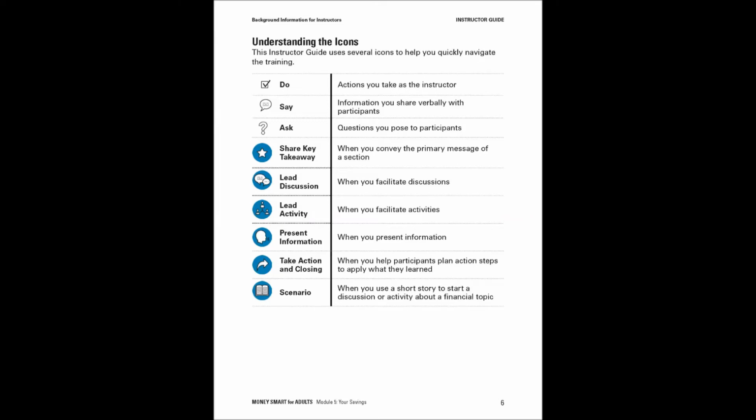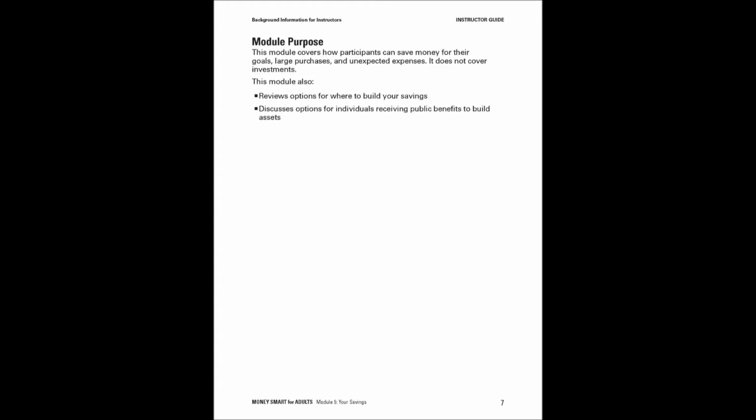Understanding the icons section is the same for all the other modules in the Money Smart for Adults training. You can reference them here as a refresher if you need to. The module purpose is to cover how participants can save money for their goals, large purchases, and unexpected expenses. It does not cover investments. This module also reviews options for where to build your savings, discusses options for individuals receiving public benefits to build assets.